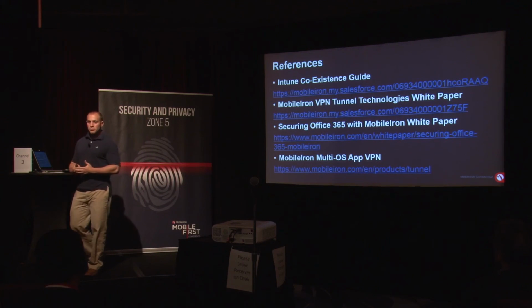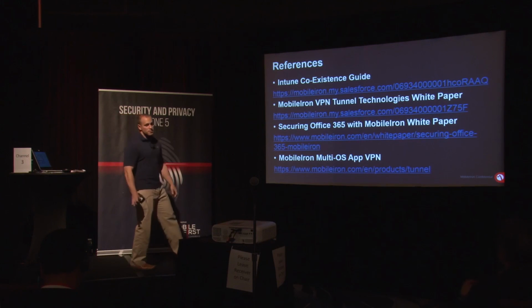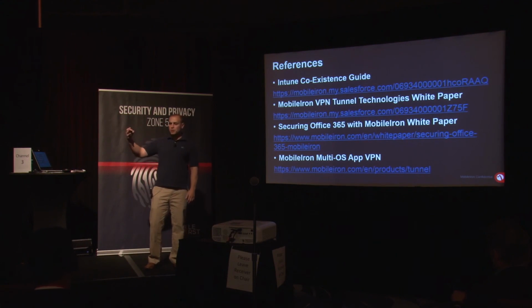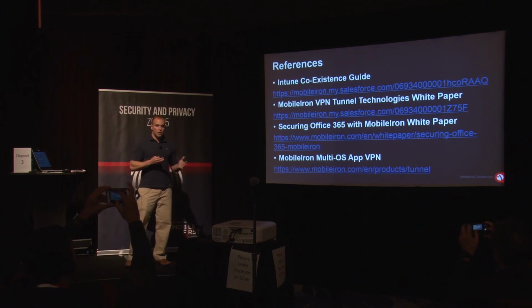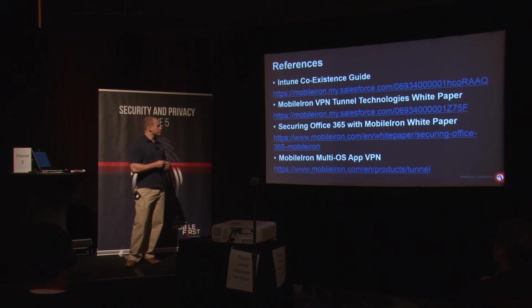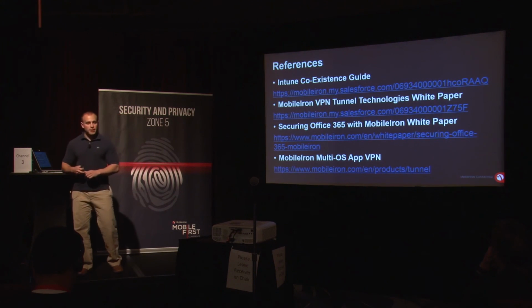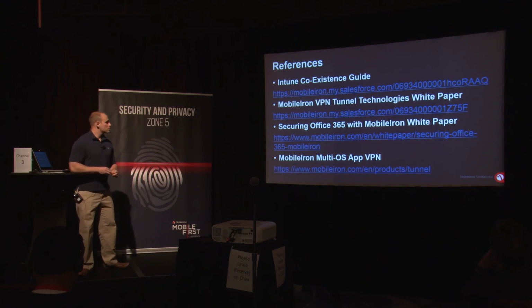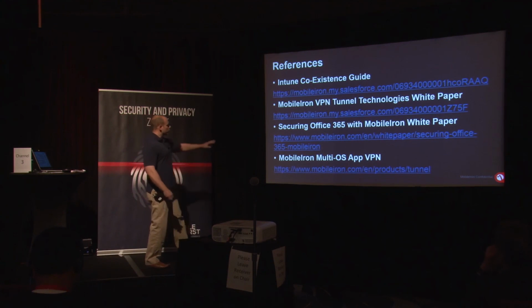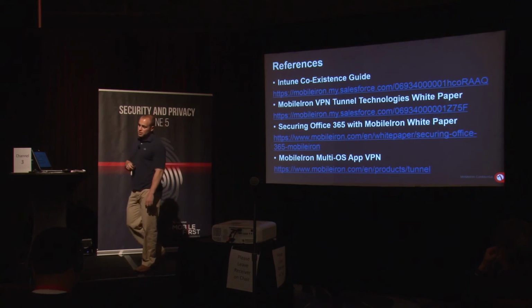From the references point of view, we've published a white paper on our Salesforce site for Intune coexistence on how Intune coexistence works. Just because a lot of people may not know that if you already have Intune, you could coexist with MobileIron. There's MobileIron VPN tunnel technologies, which is really the foundation for how MobileIron Access works. And the third piece is kind of going through a high level of what you want to do with securing Office 365.